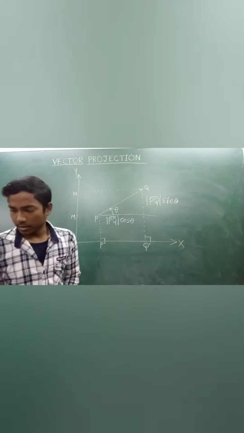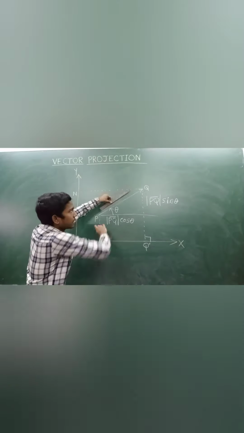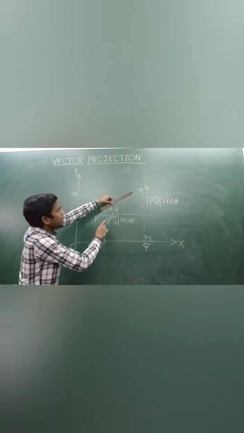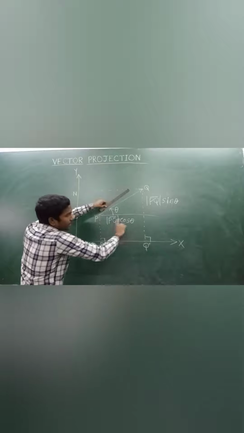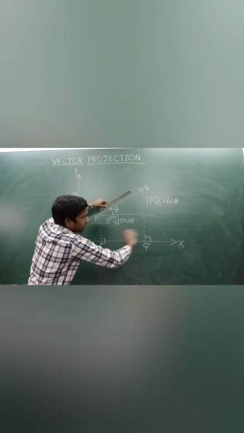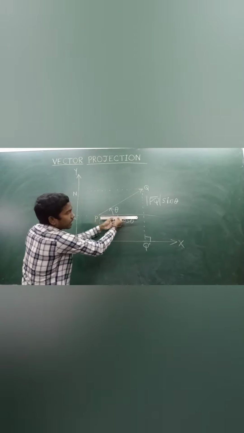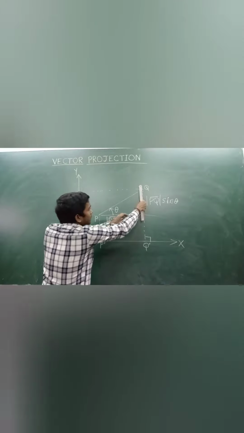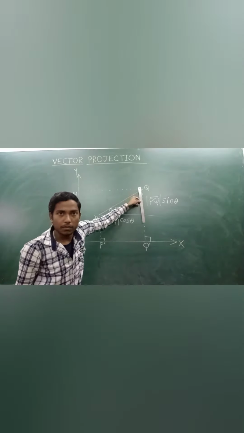Thus you can find the vector projections. You just have to remember, if this is a directed line segment which represents a vector, and it makes an angle theta with the x-axis, then this vector projection is mod PQ cos theta and the perpendicular vector projection is mod PQ sin theta.